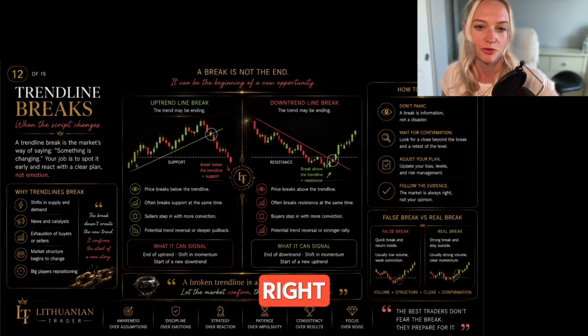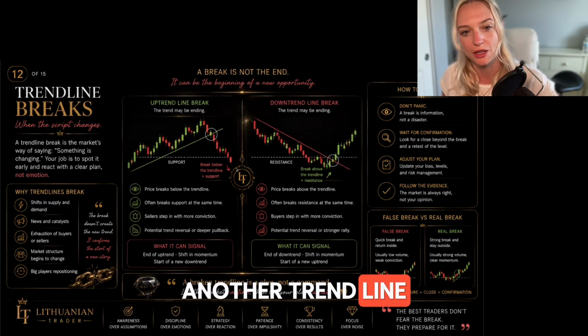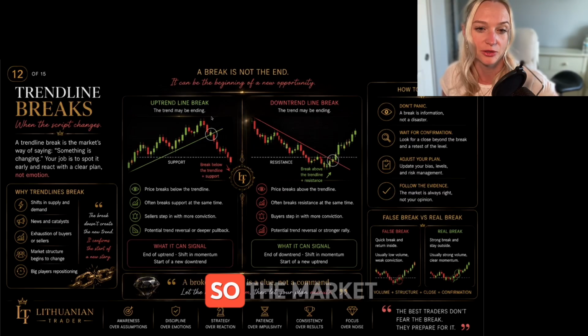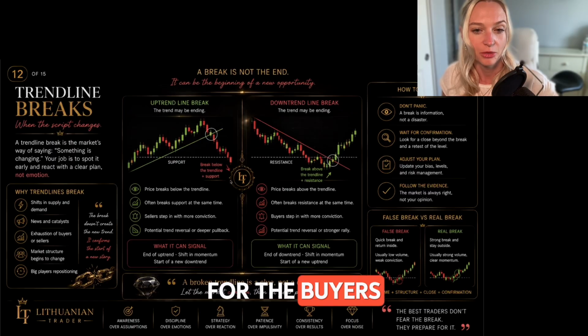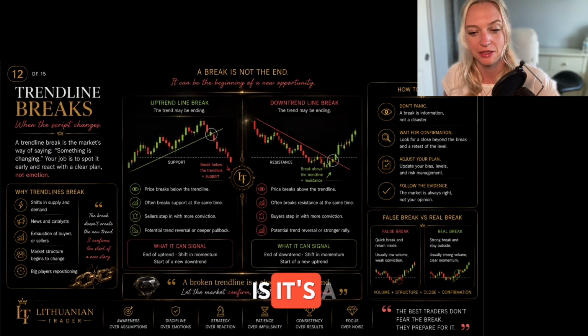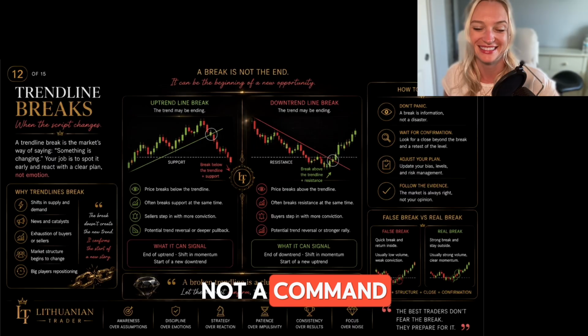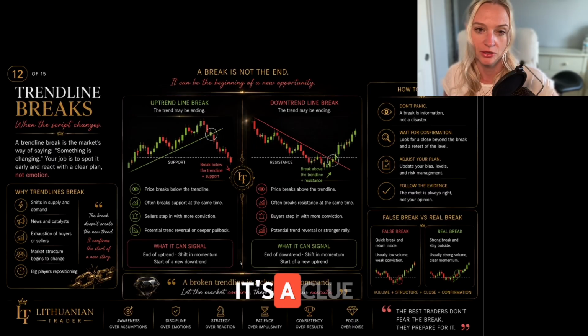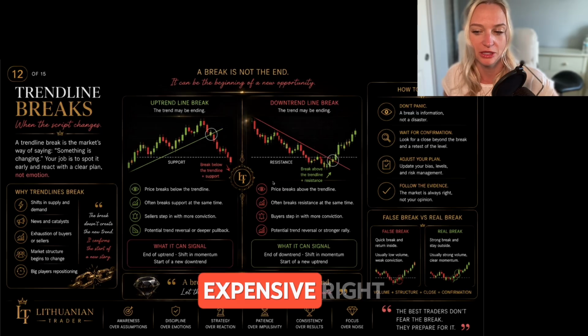So it just shifts, right? And then we have to redraw another trend line. Exhaustion of the buyers, like I said, it's too expensive, there are no more buyers. So the market is going to look for the buyers, and then the sellers step in. A broken trend line is a clue, not a command. Just because it broke doesn't mean we have to go in. It's a clue that maybe it's too expensive, right?